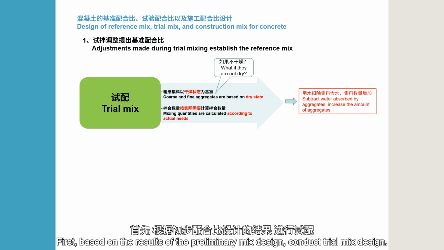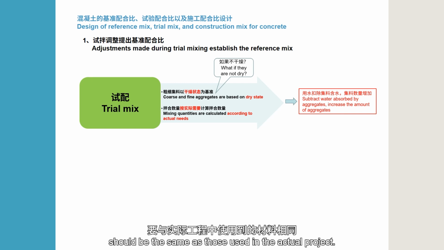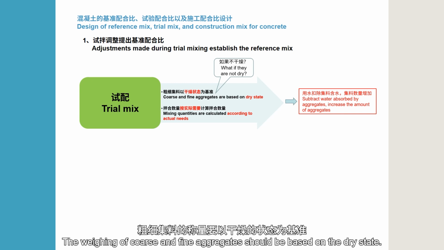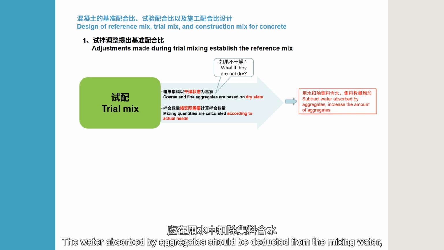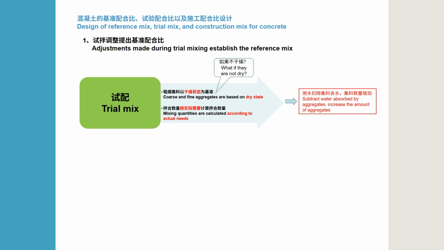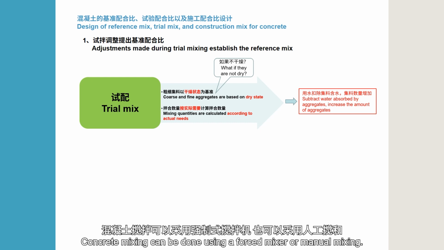First, based on the results of the preliminary mix design, conduct trial mix design. All materials used in the trial mix should be the same as those used in the actual project. The weighing of coarse and fine aggregates should be based on the dry state. But what if they are not dry? The water absorbed by aggregates should be deducted from the mixing water, and the corresponding amount of aggregates should be increased. Concrete mixing can be done using a forced mixer or manual mixing.